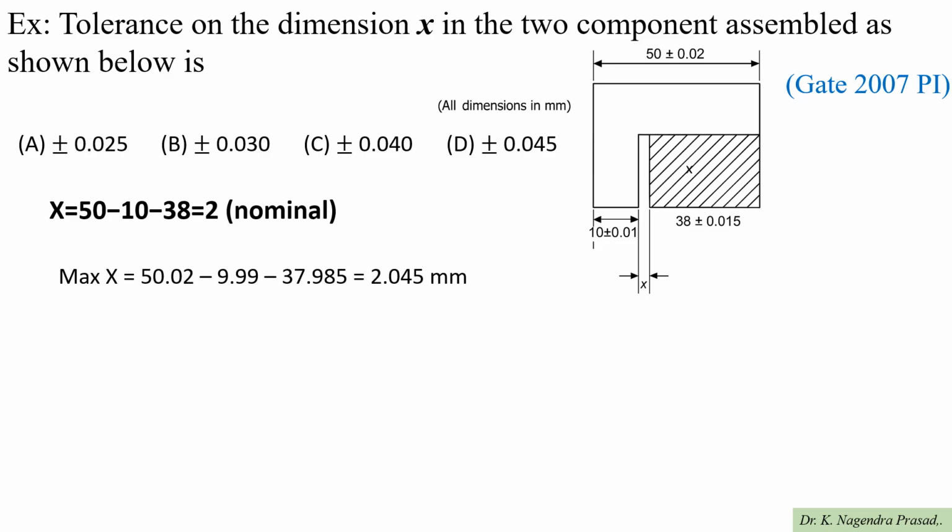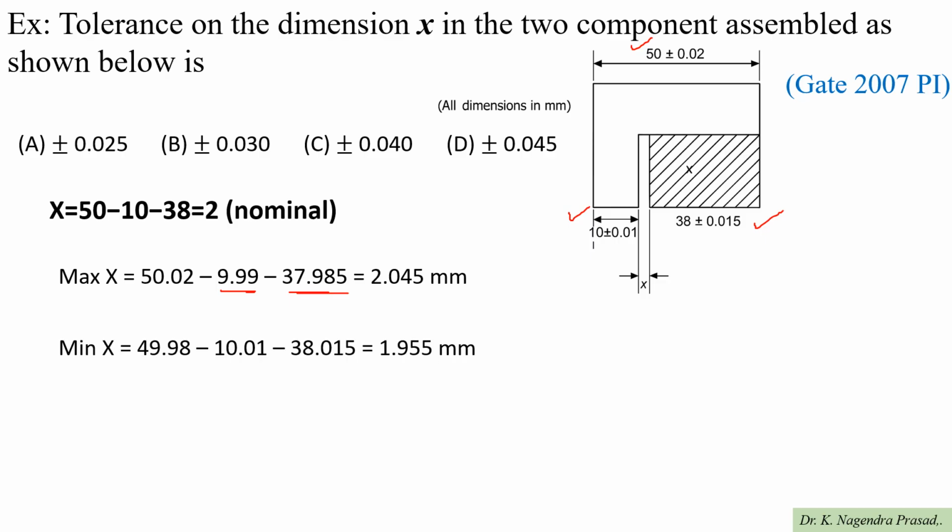So next we have to determine the maximum X. When is the maximum X possible? Maximum overall length minus minimum size of the first length and the second length. So minimum length of the first part is 9.99 and the minimum length of the second part is 37.985. So maximum X equal to 2.045.